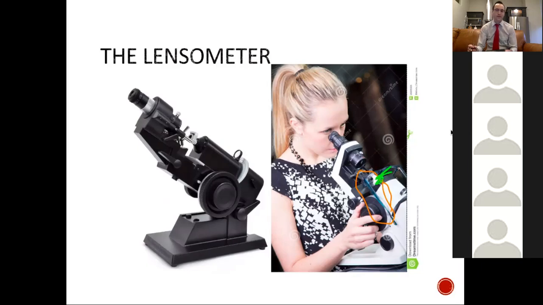And I think this is a way that they can trip us up on the board exam, where they try to confuse us with front vertex or back vertex. So the back vertex, again, is going to be for our distance Rx. The time in which we're going to spin the spectacles around and get the front vertex is going to be for our add power, right?